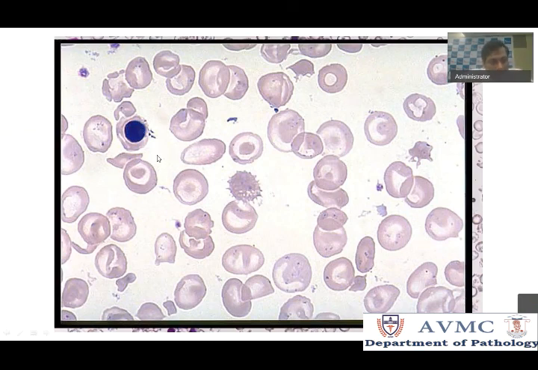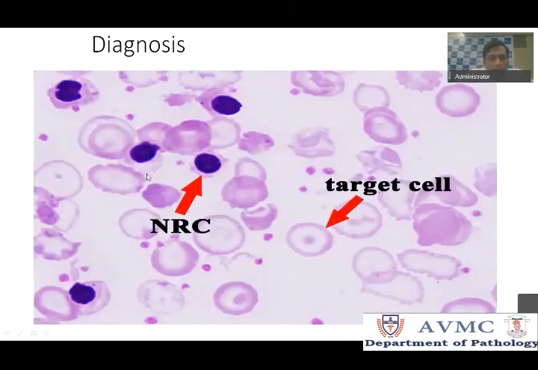Okay, so when you find microcytic hypochromic anemia with a lot of hemolytic features like increased reticulocytes or polychromatophils and nucleated RBCs and a lot of target cells, the most likely diagnosis is thalassemia. Again, this is an NRBC. You find target cells and a lot of hypochromic RBCs. Okay, so this is thalassemia.